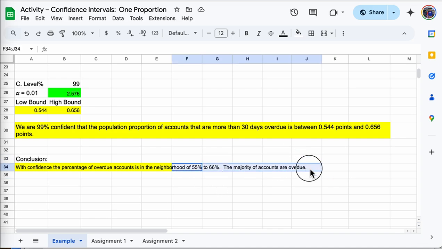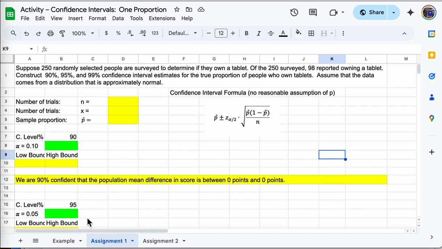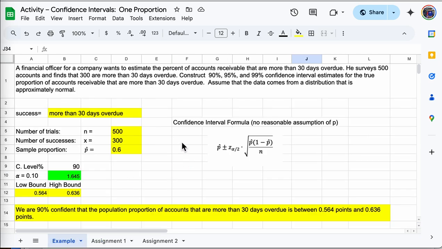I'll highlight this to make it look a little nicer. And with that, you can move on to assignment 1, which is a similar problem, just a little bit of different context. And assignment 2 is going to involve some data collection. So you can get into that.